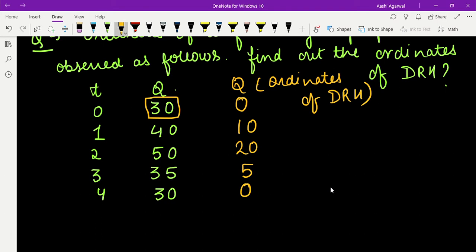So you see it satisfies our condition that DRH always begins with 0 and ends with 0, because it does not consider any previous flow. It just considers the response of a catchment to a certain rainfall which has occurred on that particular catchment. And response means only runoff I'm talking about. So here you can even plot this. That's a very simple case.